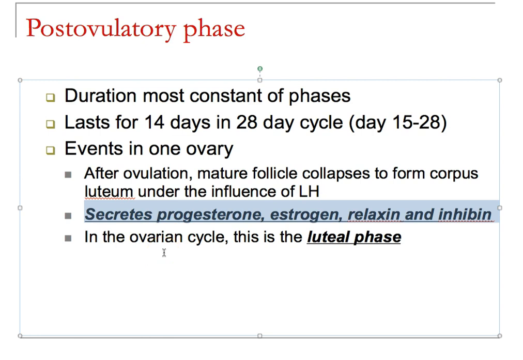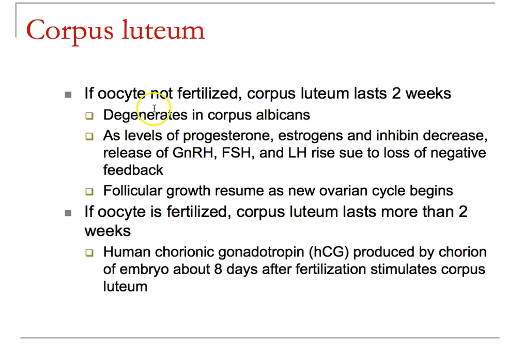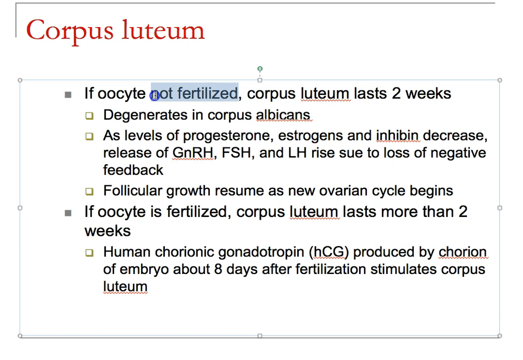And in the ovarian cycle, this is the luteal phase. So the corpus luteum is the luteal phase. Okay, and let's take a look at what it's actually doing here. If not fertilized, let's go here like this. Boom. Okay, the corpus luteum lasts for about 2 weeks, degenerates, and then the concentrations go back to a negative feedback system, where the follicular growth resumes and a new ovarian cycle will begin.